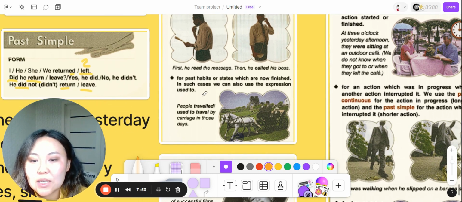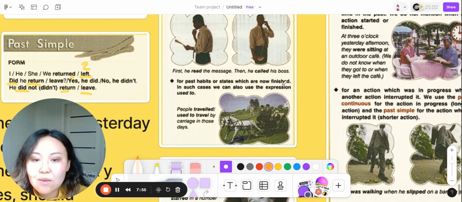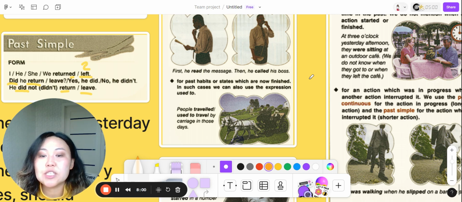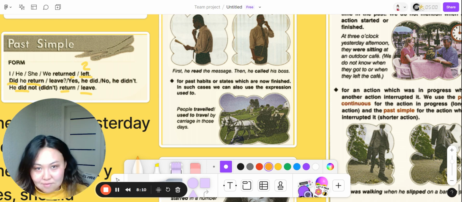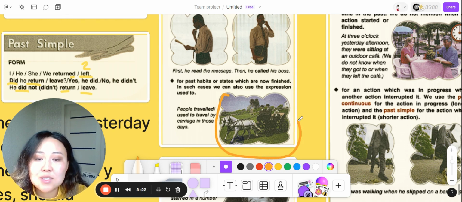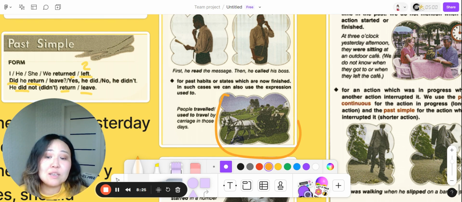So next one, for past habits or states which are now finished. In such cases, we can also use expression used to. So these things are about some things that happened long ago, and yeah, they are finished. Here we have an example of people traveled or used to travel by carriage in those days. So we can see some kind of a picture from the past, and people are really sitting in the carriage and they are going somewhere.